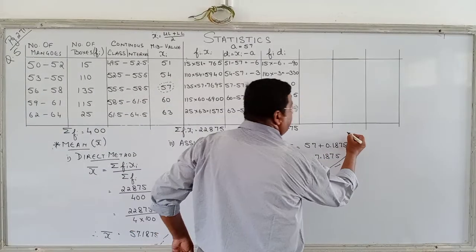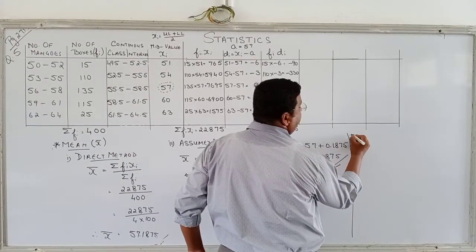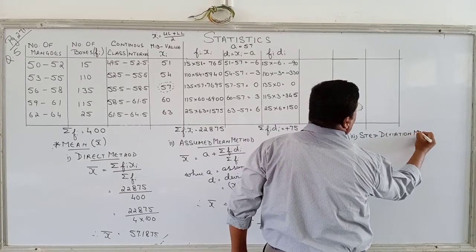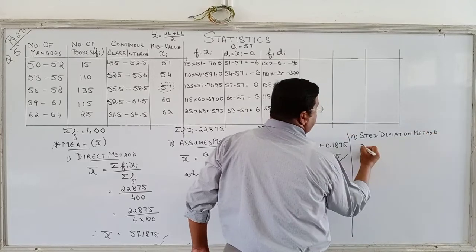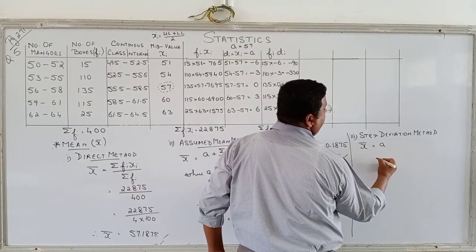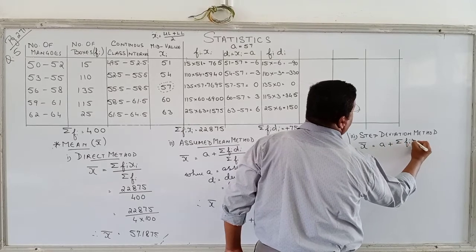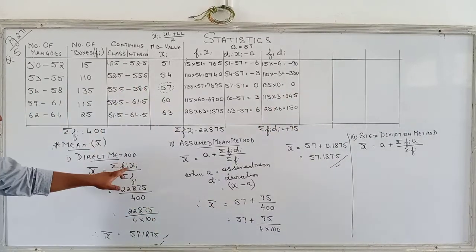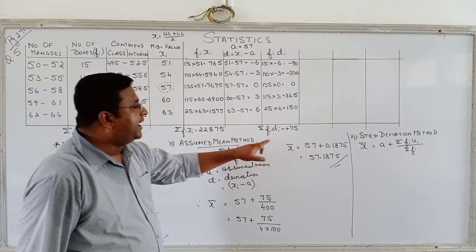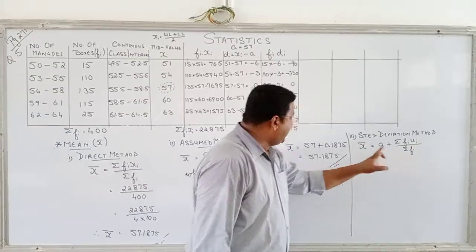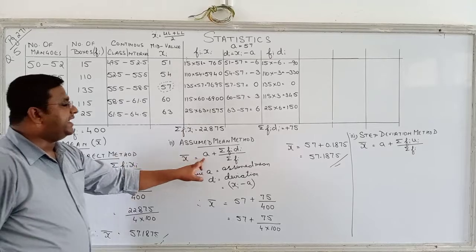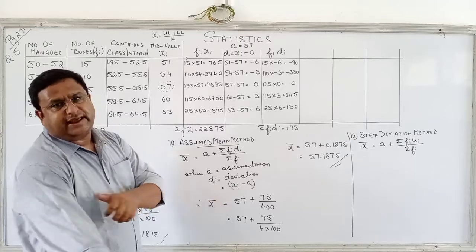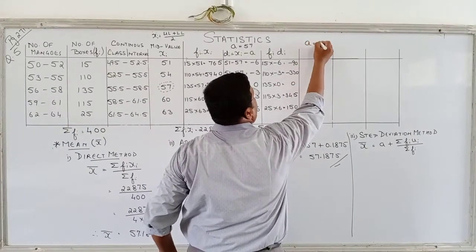The last but the most important method, step deviation method. X bar is equal to A plus sigma Fi into Ui upon sigma Fi. Can you see over here? Previously it was Fi into Xi, then Fi into Di, and now Fi into Ui. Sigma Fi is the same. The only difference: A, same assumed mean. What was assumed mean? 57. So same over here, A will be 57.